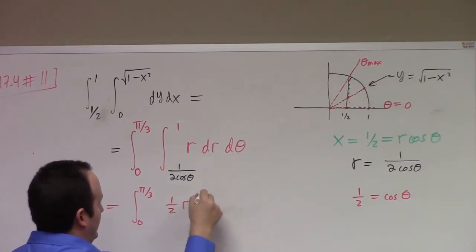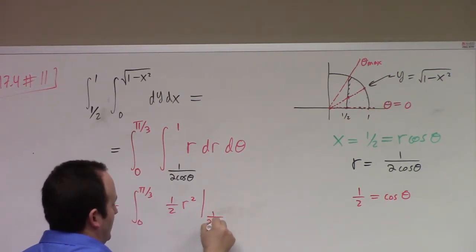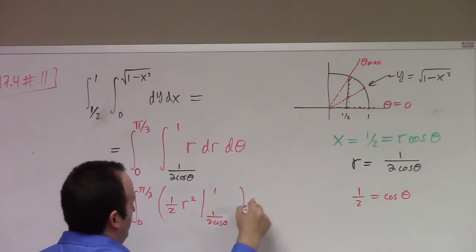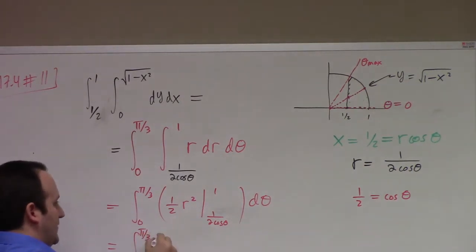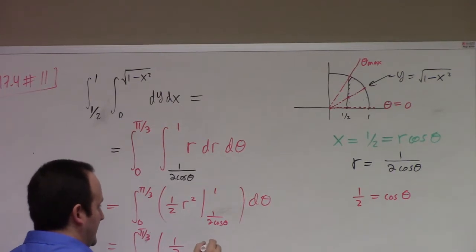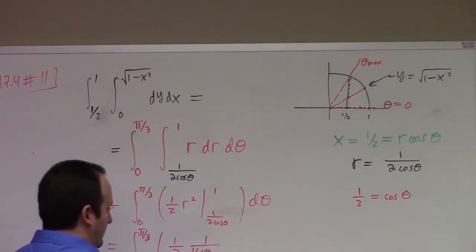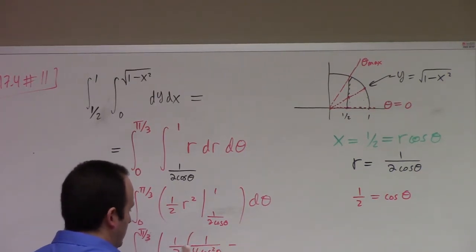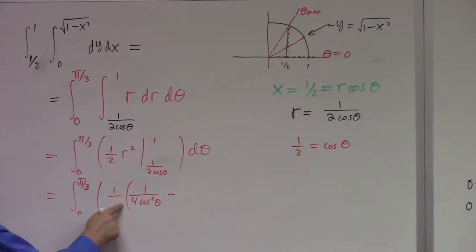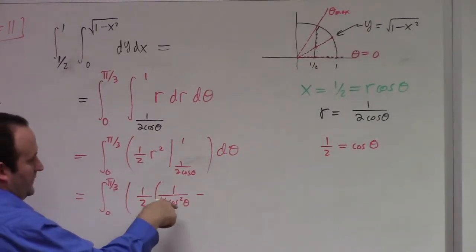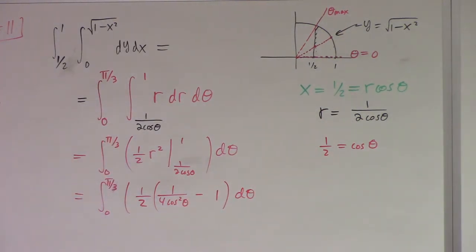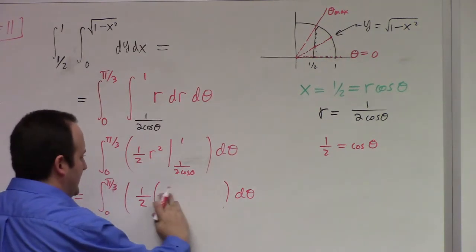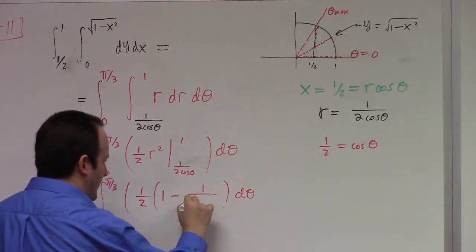1/2 r squared evaluated from 1/2 cosine theta to 1 d theta. So what does that give us? I thought I was actually going to have to do a secant integral. Nothing so much fun. This is 1/4 cosine squared, right? Minus. Why did I get the third there? Because I'm an idiot. There's no 3. 2. Duh. 1/4 cosine squared theta minus 1, right? Oh, yes. I'm sorry. Eventually I'll learn how this works. Let's see here. 1 minus 1/4 cosine squared theta.